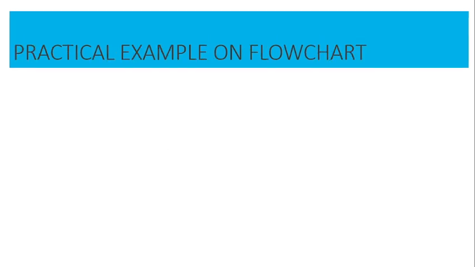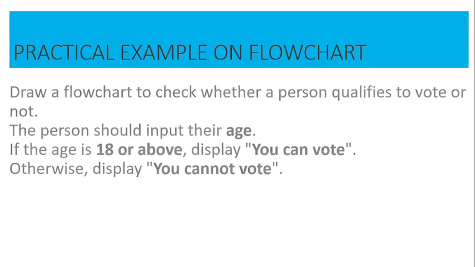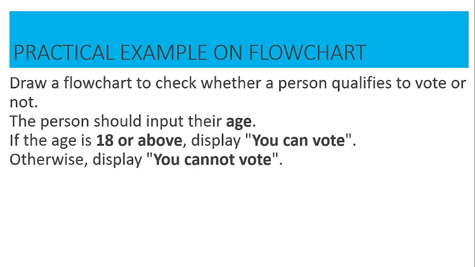Practical example on flowchart. We take this particular question: Draw a flowchart to check whether a person qualifies to vote or not. The person should input their age. If the age is 18 or above, display you can vote. Otherwise, display you cannot vote.